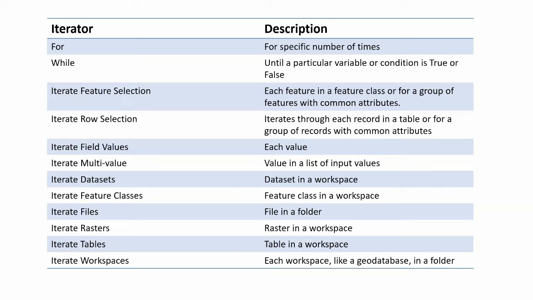The For iterator says, I want you to run a number of processes n times. So that n value can be 6, it could be 10, it could be 100. Some of the others are further down in the list. So I want you to iterate through feature classes, files, rasters, or tables. So you point to that specific location of those files, and it'll just run through all of those in that workspace.